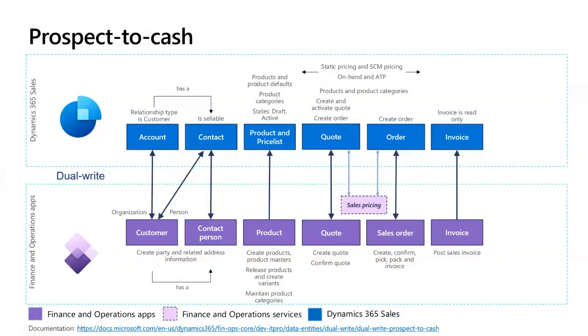If we look at this from a data flow perspective, starting on the left-hand side, we have accounts and contacts in sales. And in finance and operations, these are represented as customers and contact person.